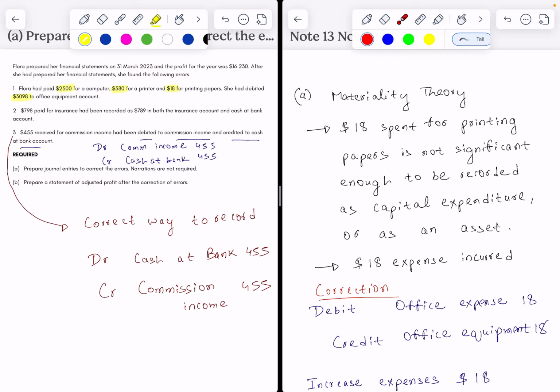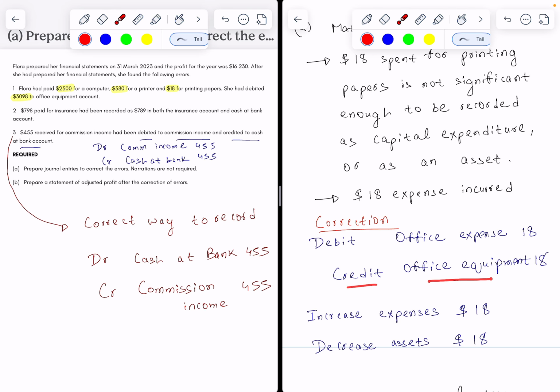So what we want to do is remove the $18 which is included within this $3,098 total that has been added in the office equipment account. So we are essentially reducing the balance of the asset. When assets decrease, we credit it. So we are crediting the office equipment account by $18, and simultaneously we have an expense that we have incurred for printing papers, which is office expense. So all expenses, when they increase, we debit it. So we are debiting office expense by $18.